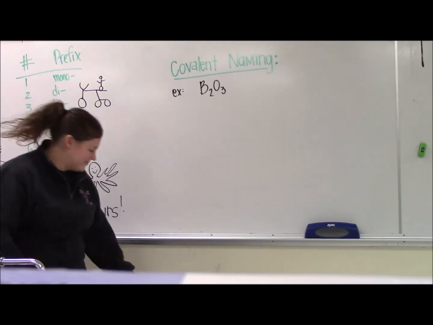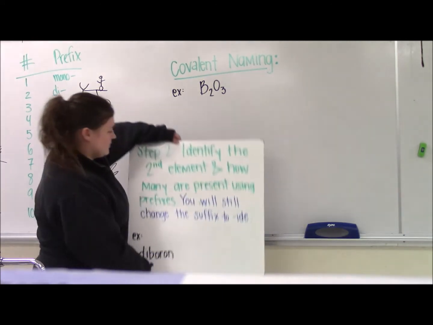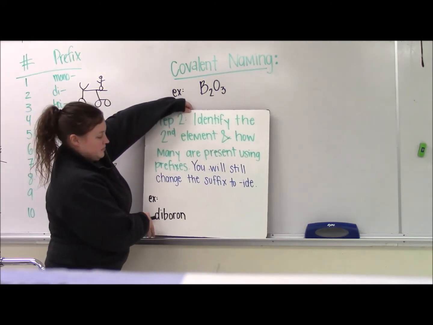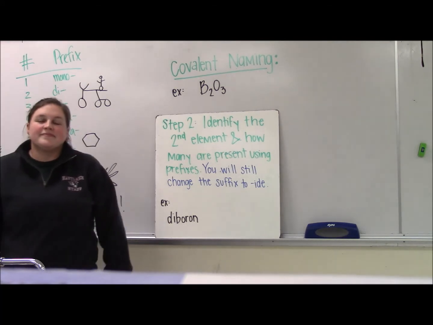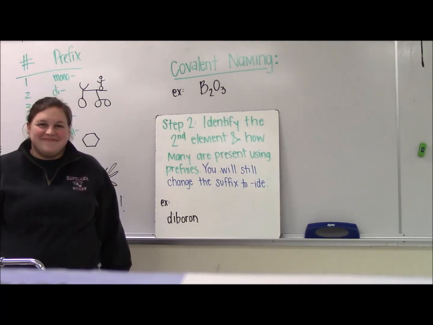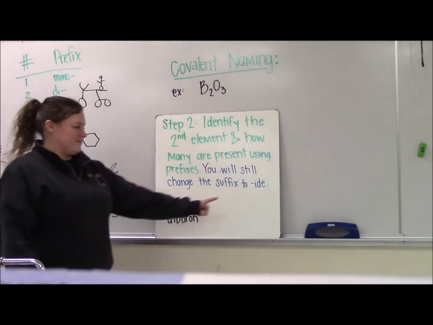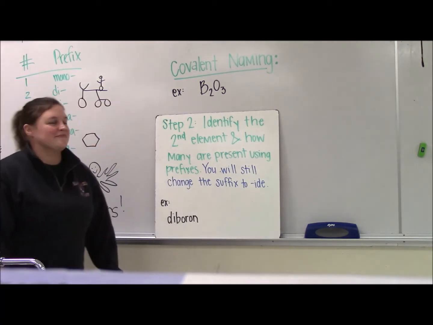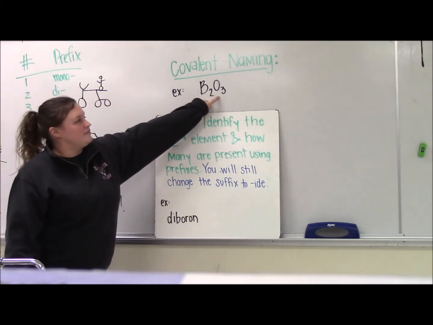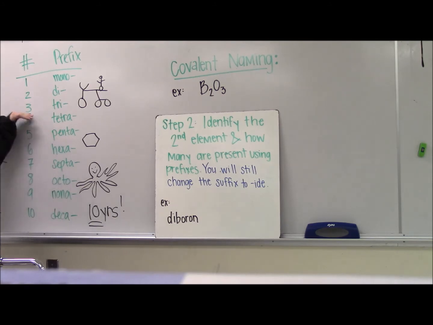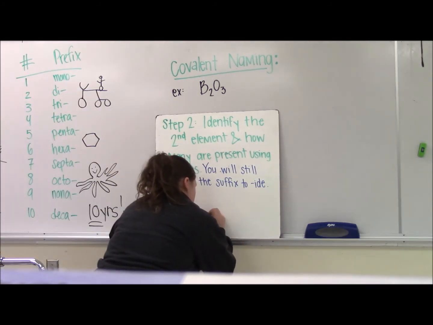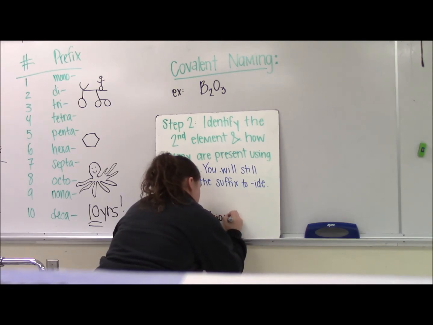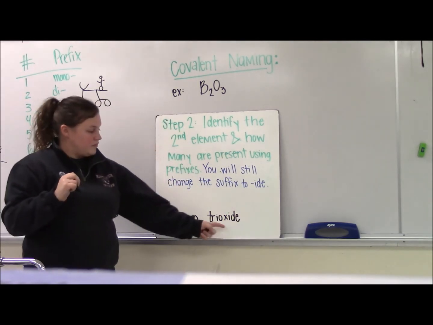Next, write step 2 on your paper. Identify the second element and how many are present using prefixes. You will still change the suffix to IDE, just like you did in ionic compounds. In the example, you have 3 oxygen, so you will use the name trioxide. Tri is the prefix for 3, and you had 3 oxygen.